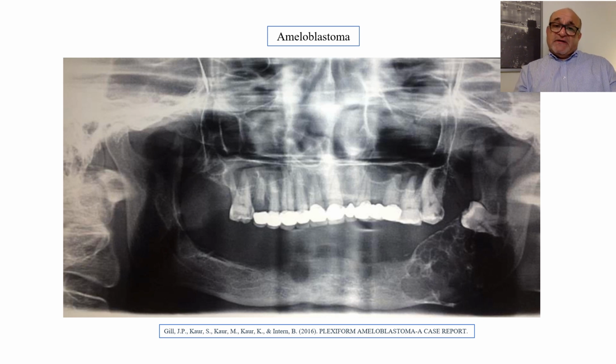Ameloblastoma, on the other hand, if it is not unicystic, will assume the typical honeycomb or soap bubble appearance. The honeycomb or soap bubble appearance is due to the presence of compartments, the bone compartments or cavities within the cystic growth of these cells. The tumor, the ameloblastoma, you would mostly find in the 30s to 50s.